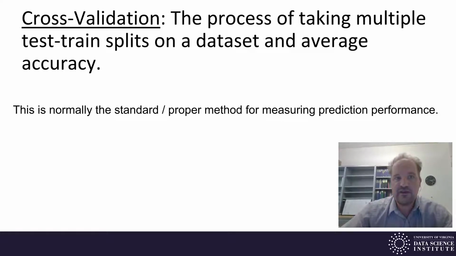Cross-validation is the process of taking multiple test train splits on a data set and then averaging accuracy across those multiple test train splits. Cross-validation is really the standard or proper measure for measuring predictive performance.